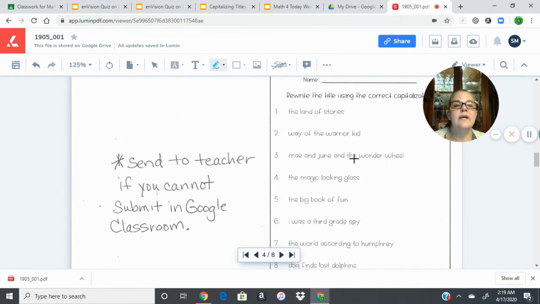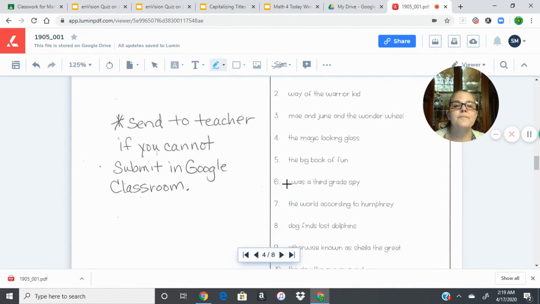Number 3, May and June and the Wonder Wheel. So how would you capitalize that title? Number 4, The Magic Looking Glass. The Magic Looking Glass. Number 5, The Big Book of Fun. The Big Book of Fun.